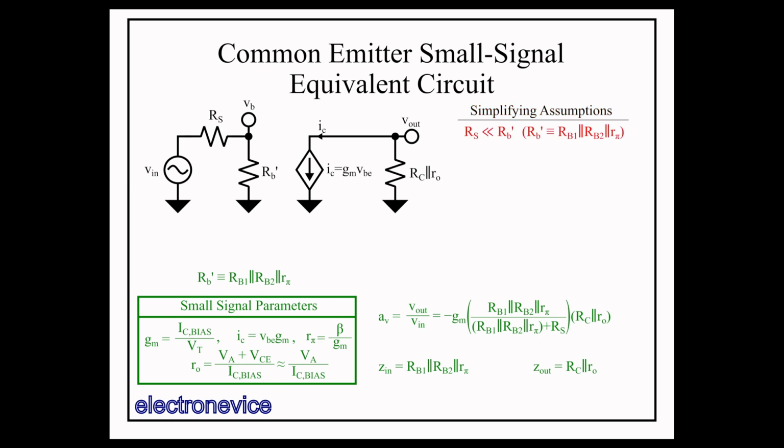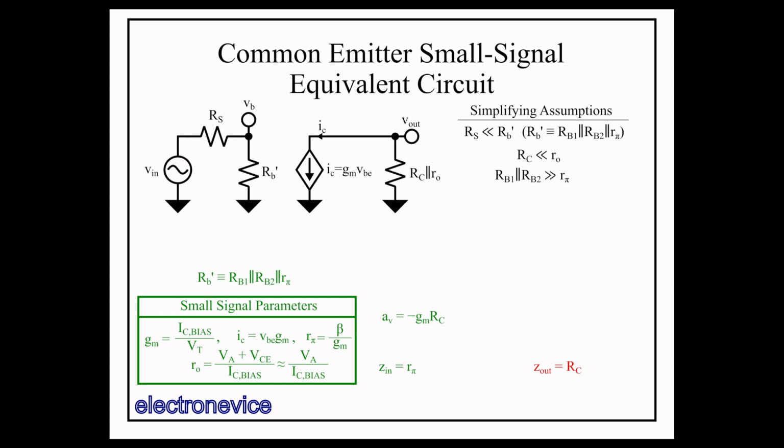First, we assume that the source resistance is very small and much less than RB prime. Second, we assume that RC is much less than RO. Third, we assume that the parallel combination of the two biasing resistors is much greater than R pi. This produces the more classic results. Gain becomes negative GM times RC, input impedance just reduces to R pi, and output impedance reduces to just RC.